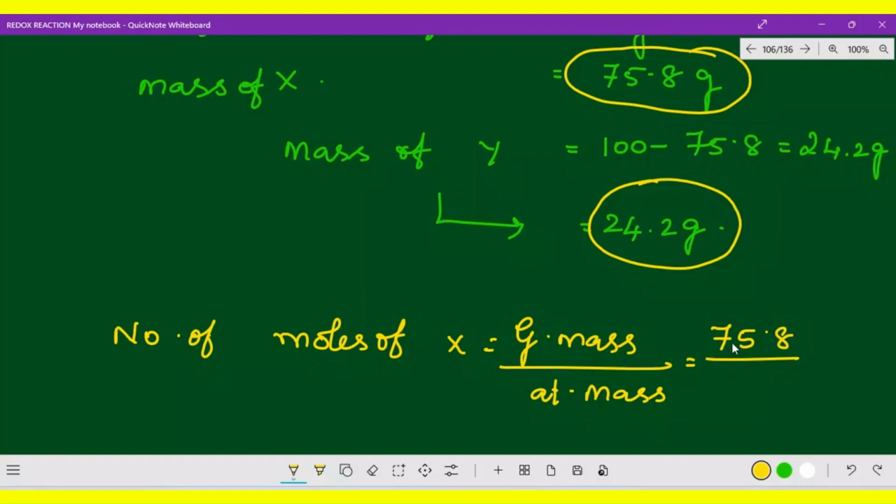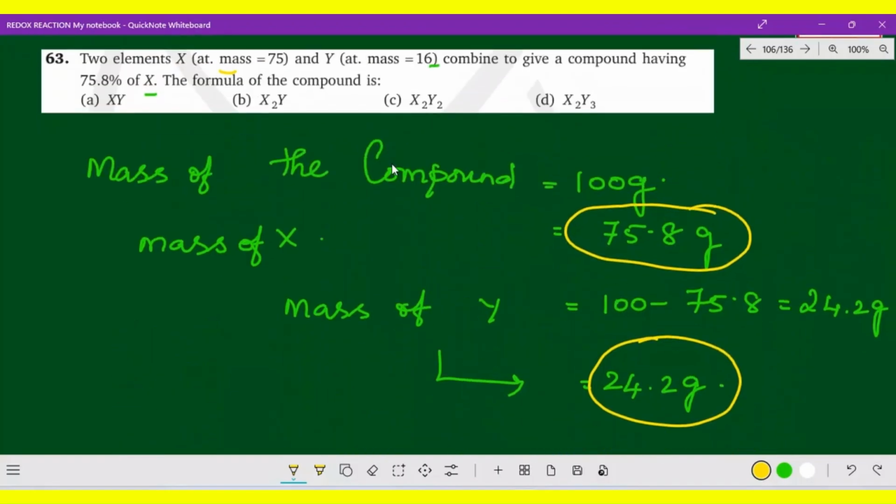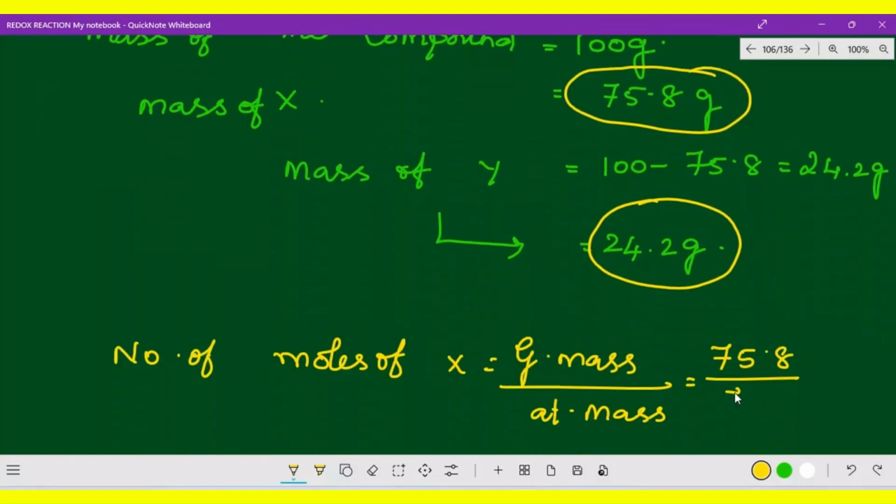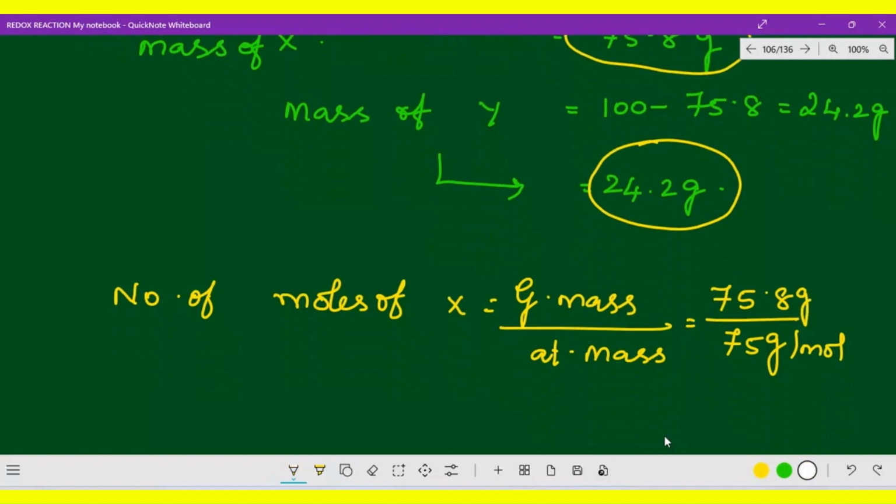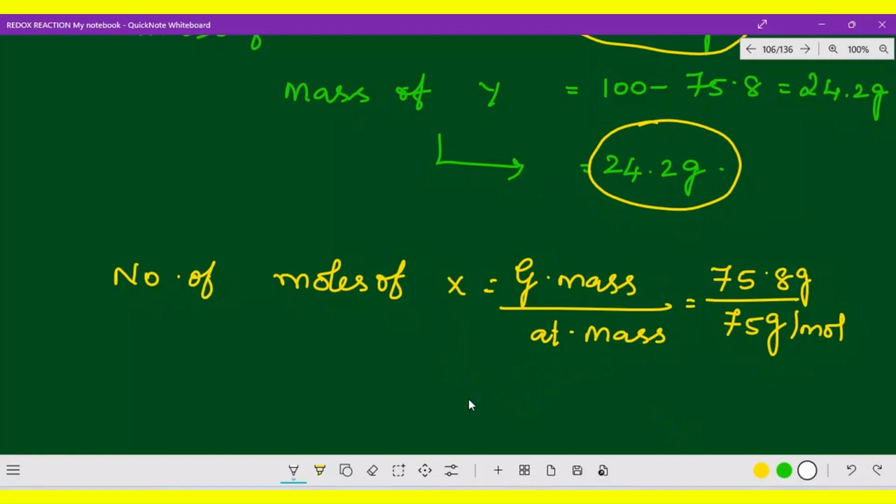So given mass by atomic mass is equal to the mass of X, 75.8, divided by the atomic mass of X, which they have mentioned, 75, right? So 75. It is gram per mole, no? Yes, it's gram per mole, and here it is gram. So when you calculate this, you will get 1.011 mole, right?